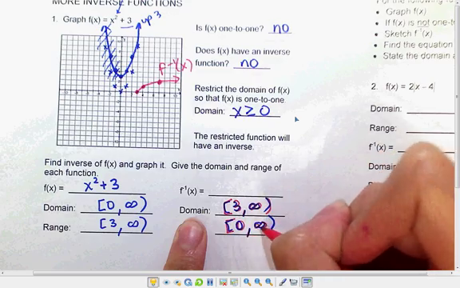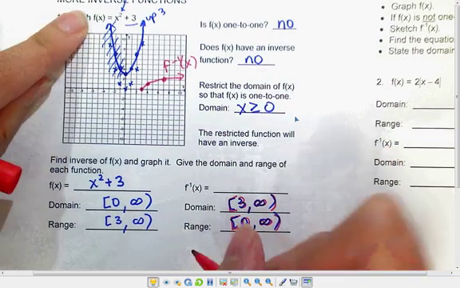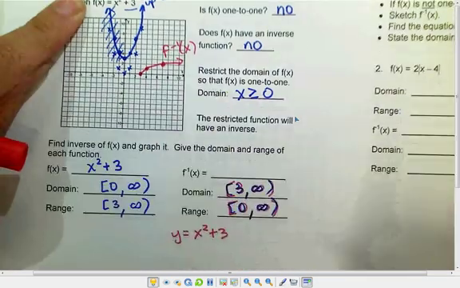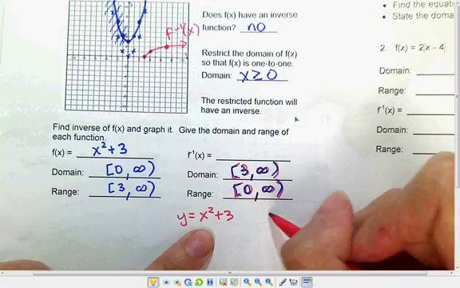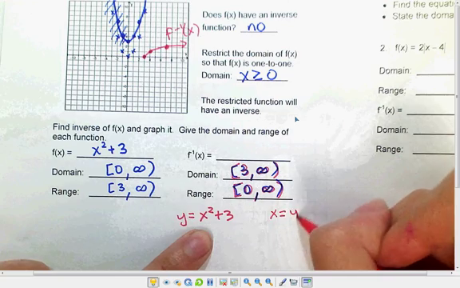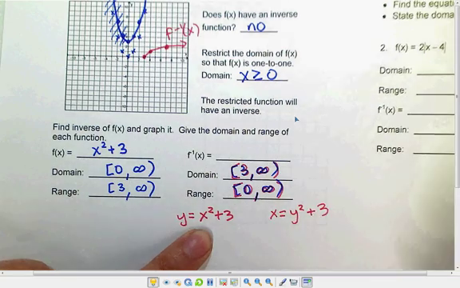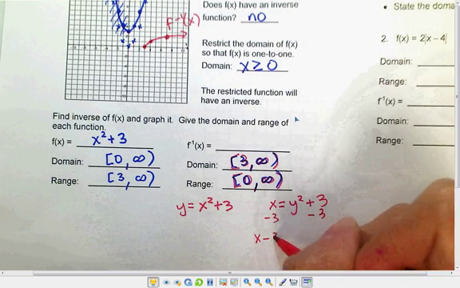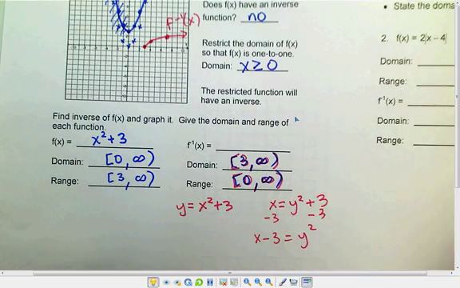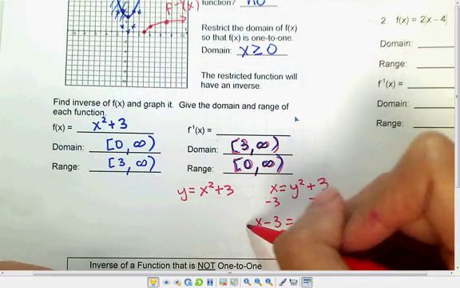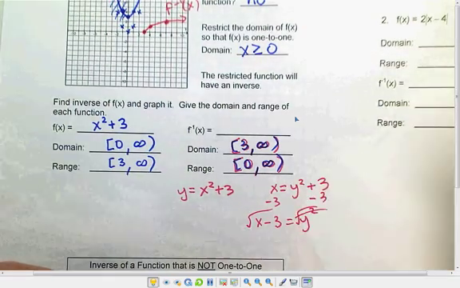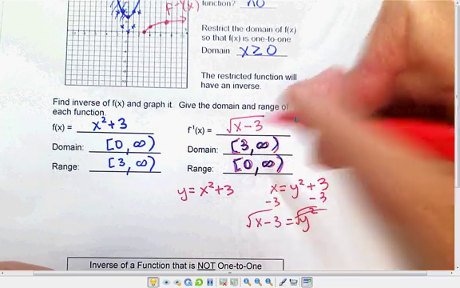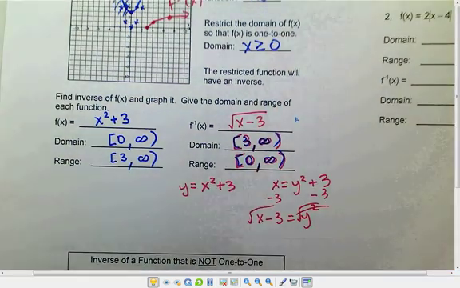And to find my equation, same thing we did yesterday. So we have y equals x squared plus 3. Our first step is to change our x and our y. So this is x equals y squared plus 3. And we're going to solve for y. So minus 3. x minus 3 equals y squared. To get rid of the squared, we take the square root. And that leaves us with y equals the square root of x minus 3. So that is my inverse function.